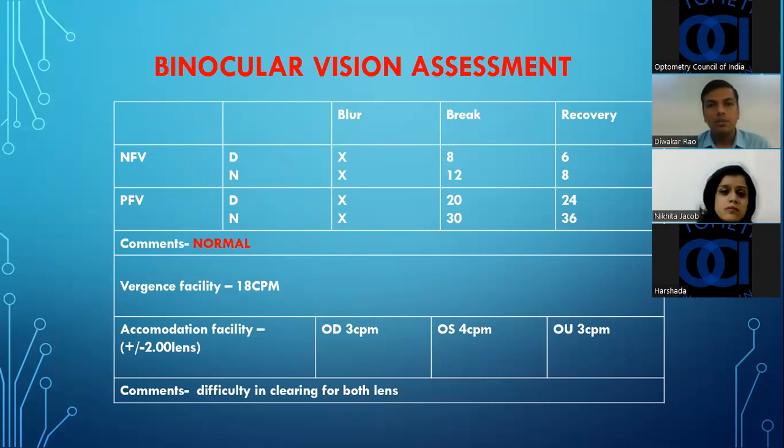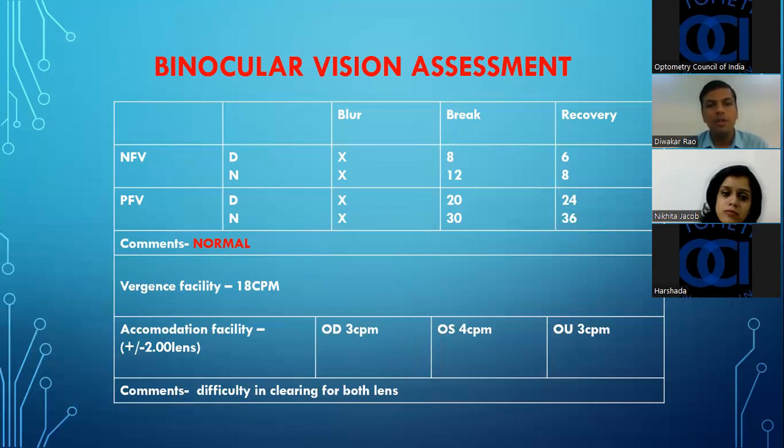With respect to negative fusional vergences and positive fusional vergences for near, blur is not recorded and break is 30 and 36. So these are the normal findings. Vergence facility was 18 cycles per minute. Accommodative facility with right eye 3 cycles, left eye 4 cycles, and OU 3 cycles per minute.